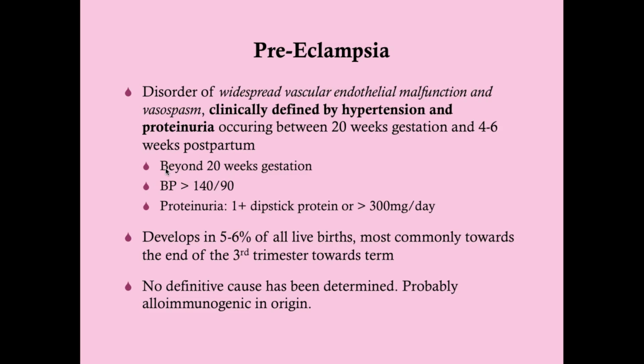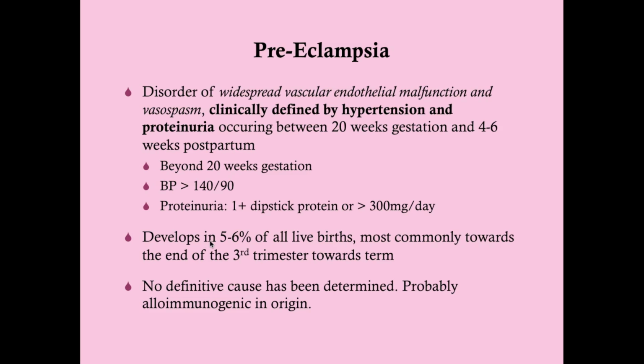So here are the criteria. You need to be beyond 20 weeks gestation. You need to have a blood pressure of 140/90 or greater. And you need to have proteinuria. This can be either a 1+ dipstick protein or a 24-hour urine protein of 300 milligrams. Okay, if you satisfy all three of these, you have preeclampsia.